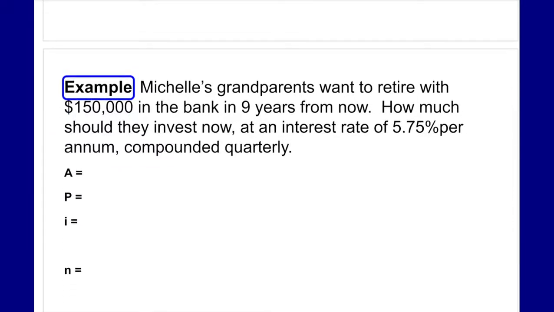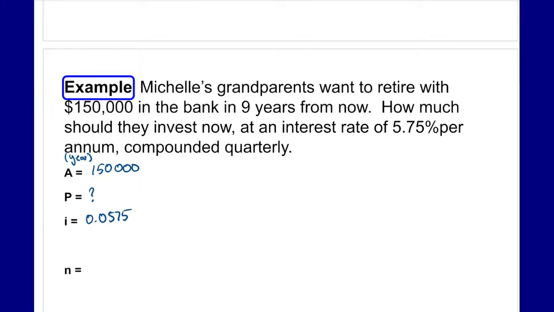So if we go through an example, Michelle's grandparents want to retire with $150,000 in the bank 9 years from now. How much should they invest now at an interest rate of 5.75% per year, or per annum, which just means year, compounded quarterly? So we don't know what our present value is. We do know that our future value is 150,000.